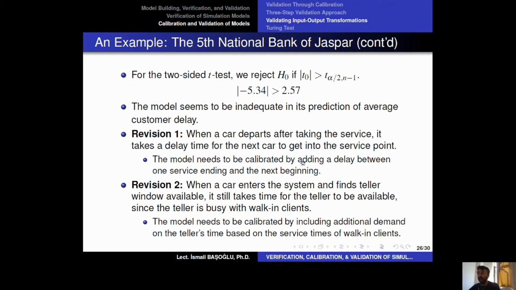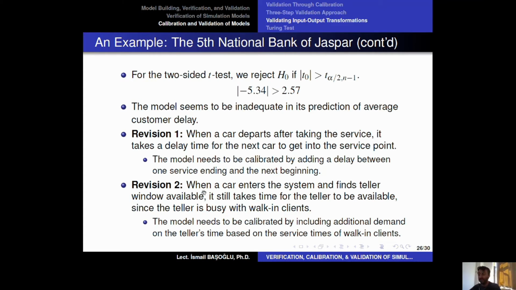So the model needs to be calibrated by adding a delay between one service ending and the next beginning. When a service ends and that car leaves the system, it takes some time for that car to leave the system. So there is a delay between the completion time of one service and the starting of the next service because of the taking off times of these automobiles, right? And that delay is considerable, I guess. I mean, maybe it is going to take 20, 30 seconds, right? One car to take off and leave, and another car to take off again and come to that point.